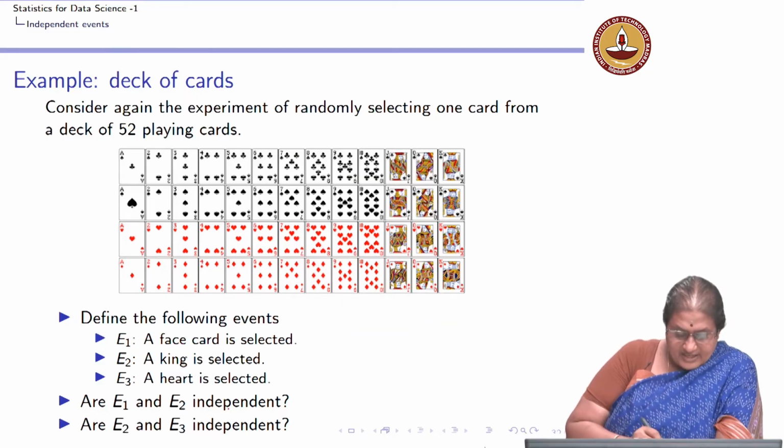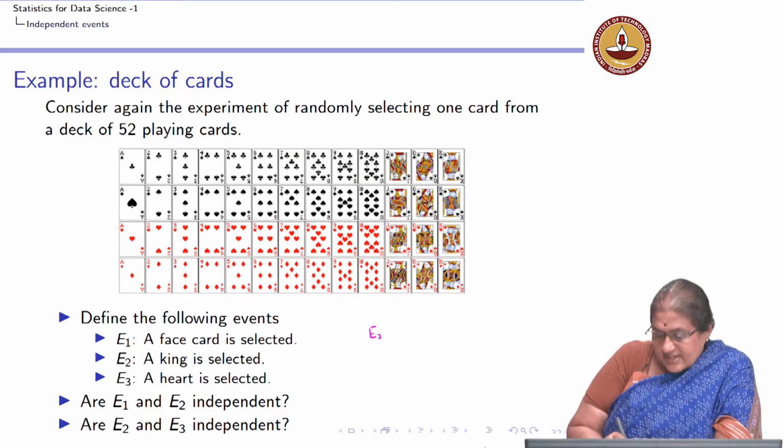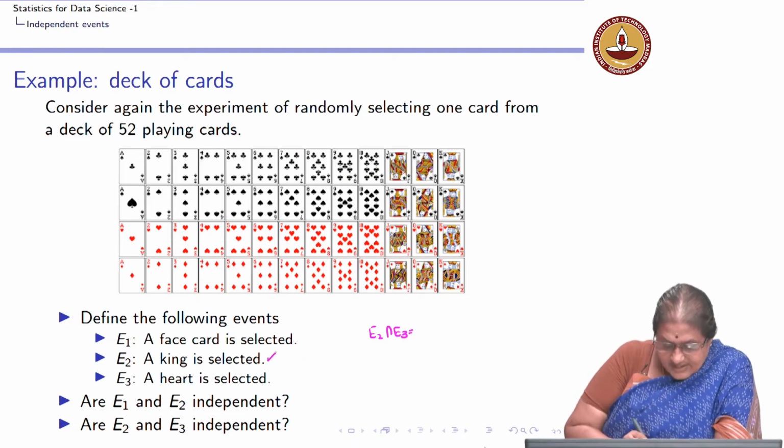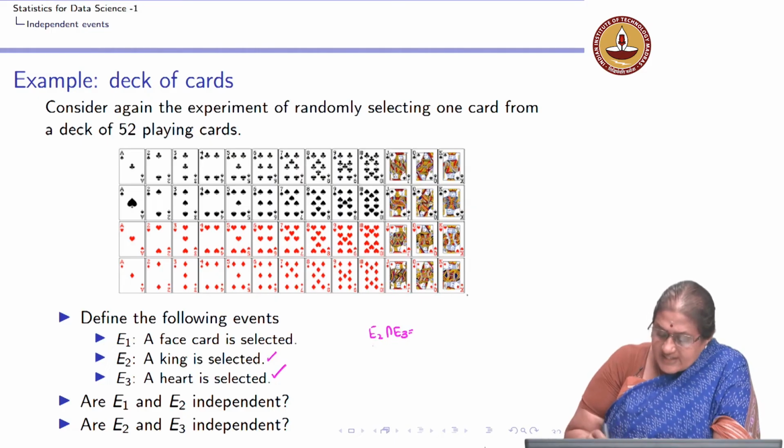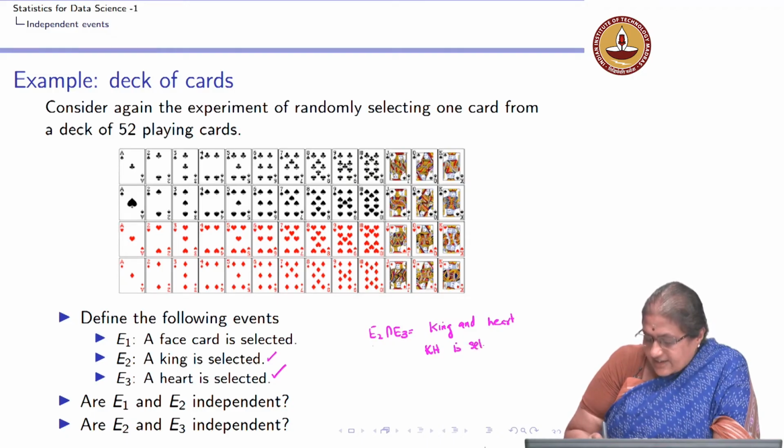Similarly, E2 and E3, what is the event E2 intersection E3? E2 is a king, E3 is a heart. So, E2 intersection E3 is the event a king and heart, in other words a king of hearts is selected.